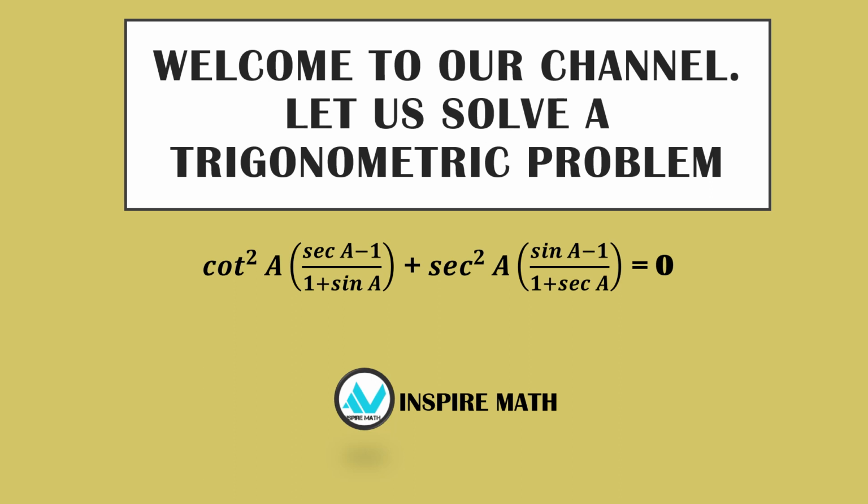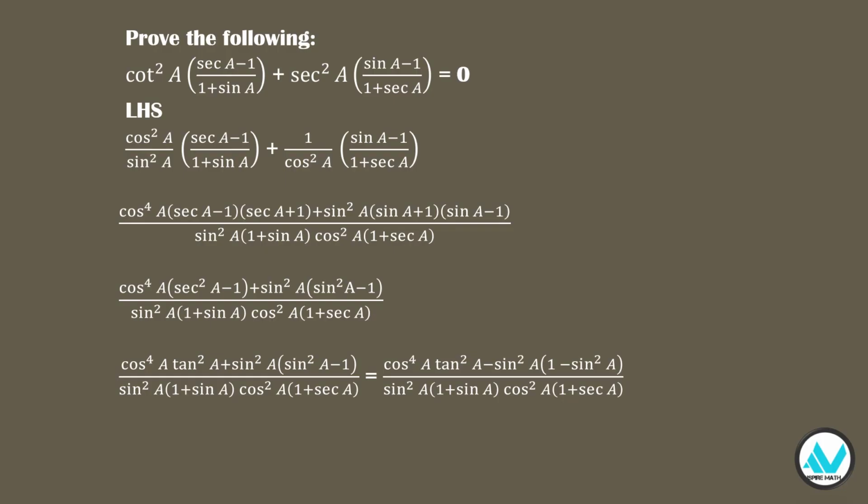In today's video, we are going to see a trigonometric problem in a step-by-step manner. Let's prove the following: cos square a into (secant a minus 1) by (1 plus sin a) plus secant square a into (sin a minus 1) by (1 plus secant a) equal to 0.